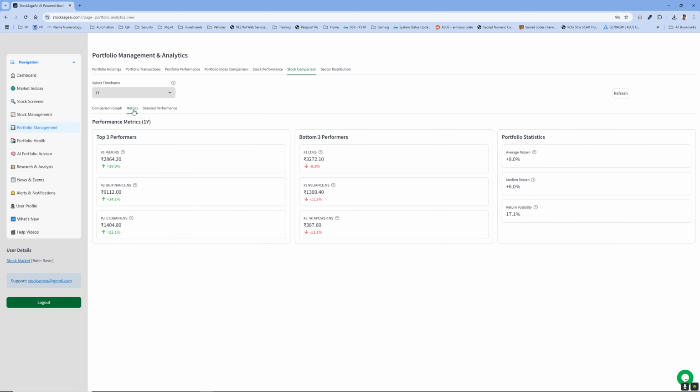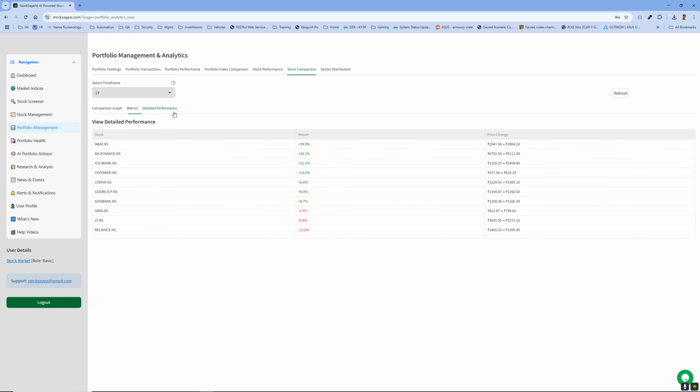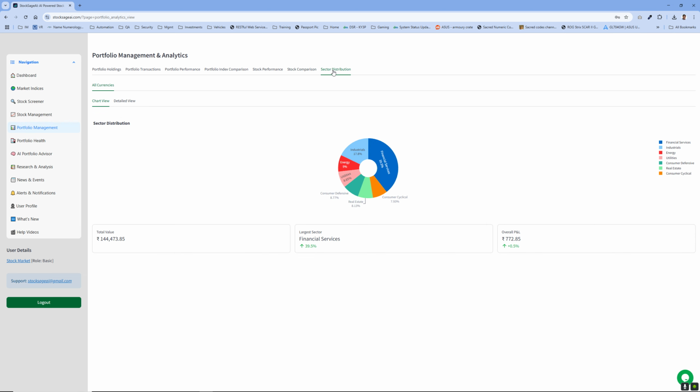You can go to the metrics and actually look at how many stocks are in your top performer list, bottom performer list, and the overall portfolio stats as well. You can look at the detailed performance tab as well, which will give you the overall numbers per stock level. There's also a sector distribution tab, which gives you an overall view in terms of if you have invested in a certain market, in certain sectors, that breakdown would be given over here at a per market level, and the detail would be mentioned over here.